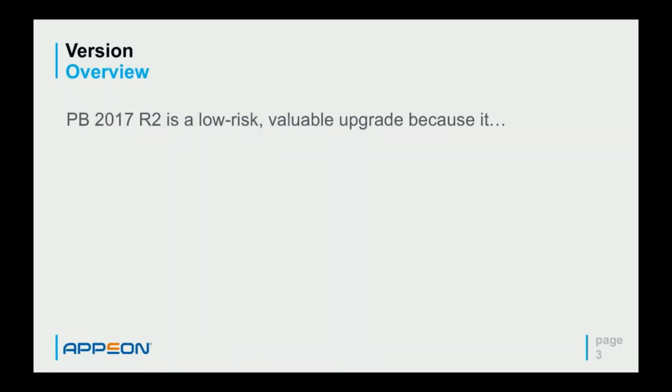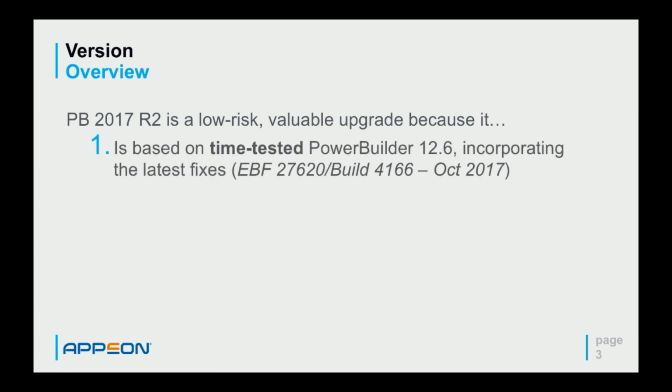PowerBuilder 2017 R2 is a low-risk, valuable upgrade in our opinion, because it's based on the time-tested PowerBuilder 12.6. 12.6 has been around for years, used by many customers. It's gone through numerous maintenance releases and fixes by SAP. And what we've done is we've taken 12.6, we've included all the latest fixes, including the latest October 2017 maintenance release number 27620. And then we've incorporated that into PowerBuilder R2.